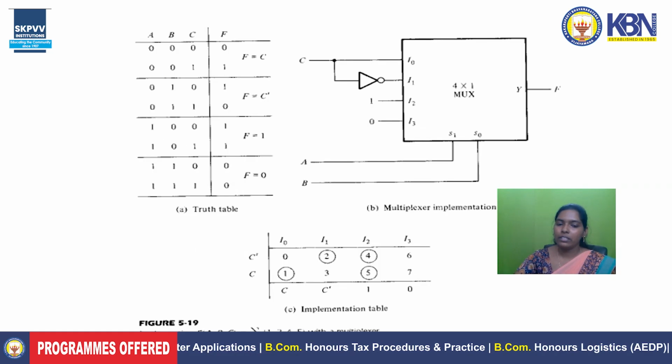And the question is saying to find the function for 1, 2, 4 and 5. So from here we have taken only A, B as select lines. So we are using the data input line for C, C bar and C. And from this truth table we have known that C is 0 for 0, 2, 4 and 6. That means for even numbers. So we should write the even numbers from this truth table in a horizontal way, and the odd numbers, that is 1, 3, 5 and 7 in the C line.